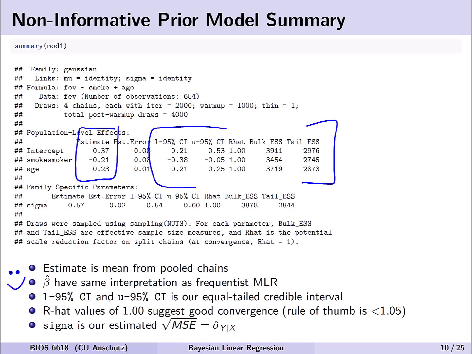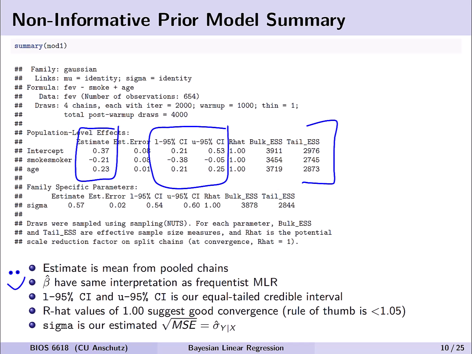However, one of the major changes we have is in the CI, or credible intervals. The default for brms is an equal-tailed credible interval, which again means they have an equal amount, 2.5% of the posterior chains below and 2.5% of the posterior chains above each of these given values.